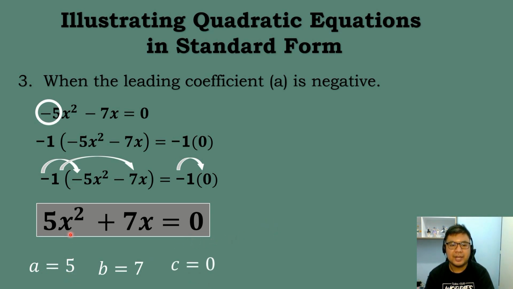So a will be equal to 5. Kung ano yung numerical coefficient, yun yung magiging a. Numerical coefficient ng linear term, yun yung magiging b, which is equal to 7. At yung c natin nawawala. So obviously, yung constant term natin dito ay equal sa 0. Quadratic term, 5x squared. Linear term, 7x. And constant term is missing or equal sa 0.